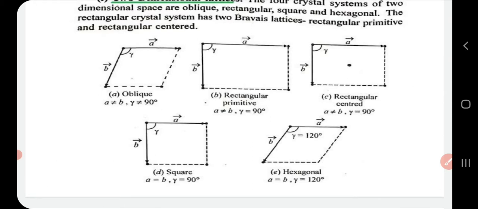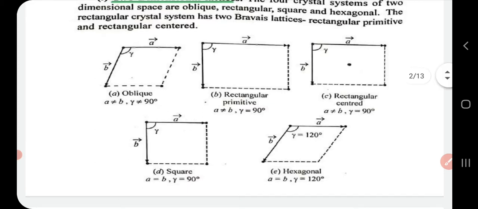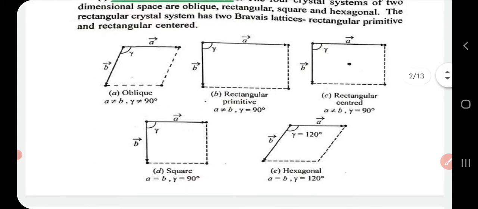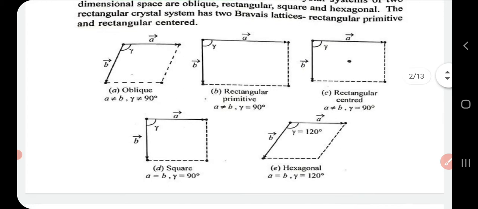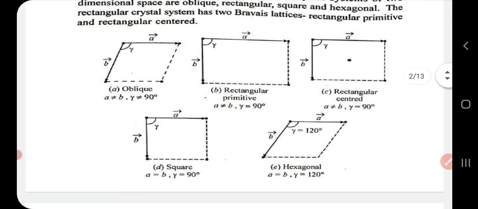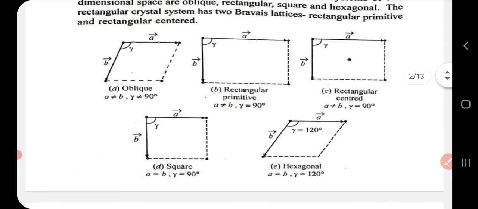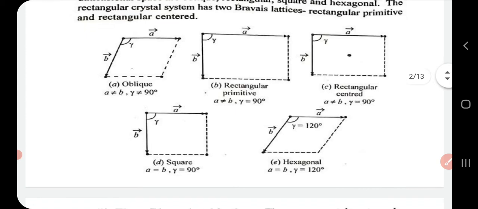So in a two-dimensional lattice we have four crystal systems: oblique, rectangular, square, hexagonal, and rectangular is of two types, primitive and centered. Then you have to write their lattice parameters. For oblique it is a not equal to b and gamma not equal to 90, and similarly you have to specify the lattice parameters for each of these four crystal systems.